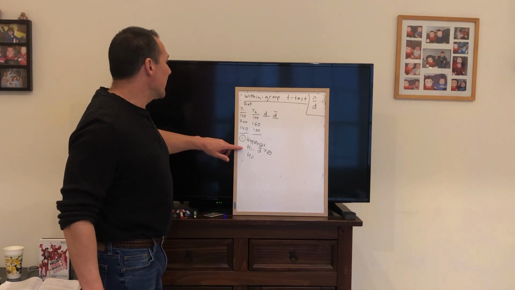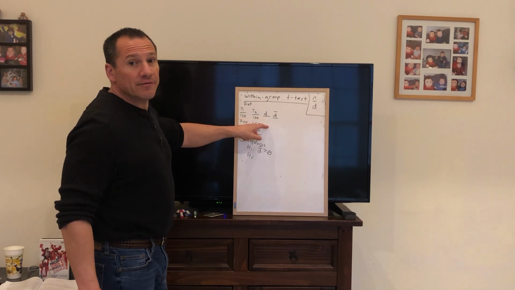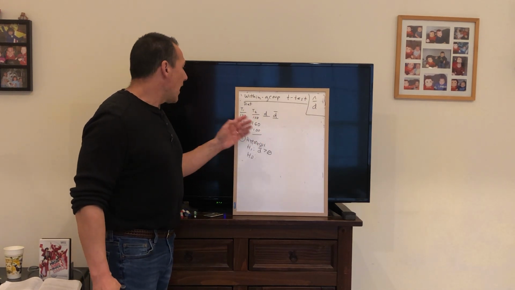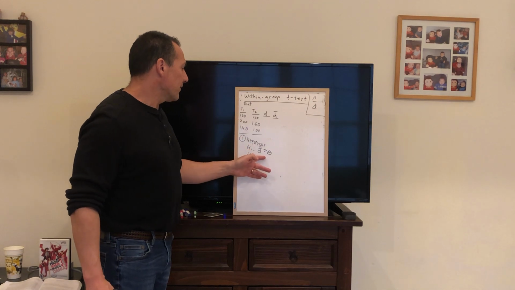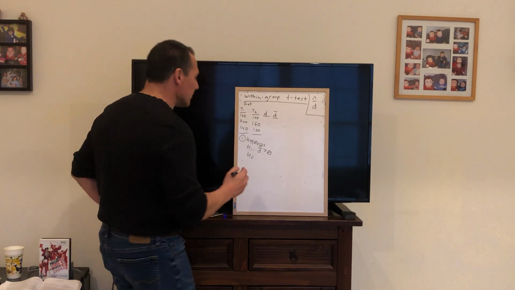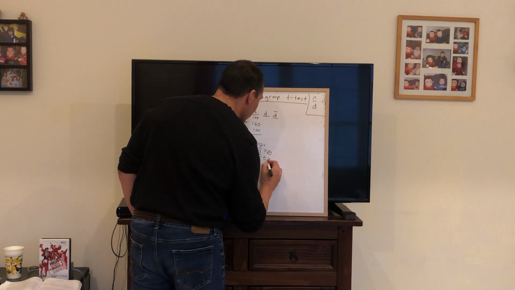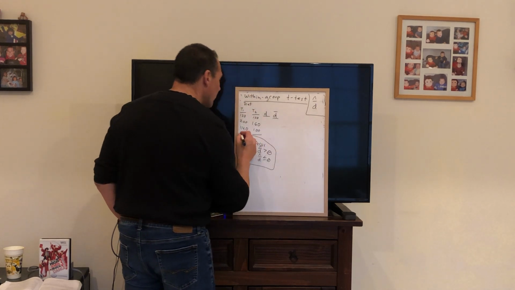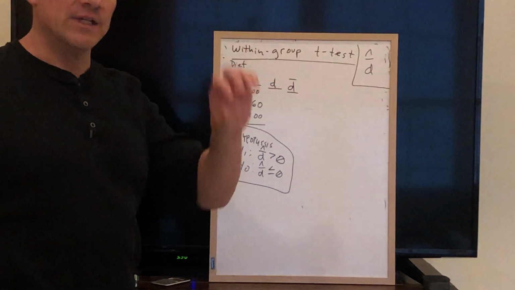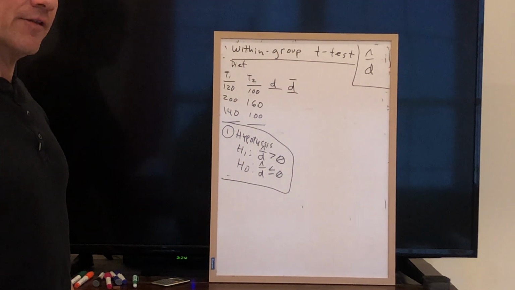All that means is that I'm predicting the differences to be positive. 120 minus 100 is a positive number. I'm predicting the differences to be positive. That's what the D bar cap greater than 0 means. The null hypothesis is going to be the opposite. In this case, D bar cap is less than or equal to 0. So the hypotheses are going to be framed in terms of D bar cap, whether that is predicted to be positive or predicted to be negative.